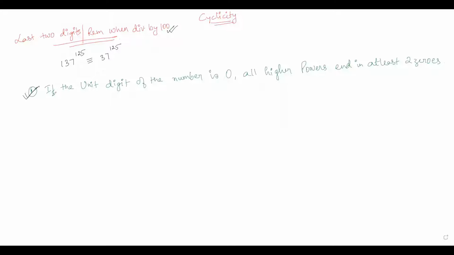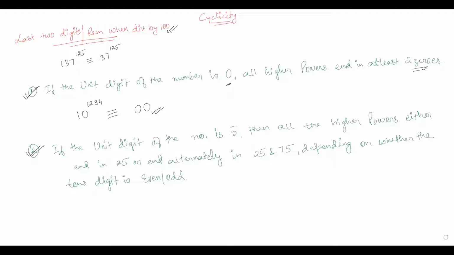The first rule is the simplest one, which is if the unit digit of the number is 0, then all the higher powers of that number will end in at least two zeros. For example, say if I have 10 raised to power, say 1234. Now, if I want to find the last two digits of this number, this would be simply 0 and 0. Why? Because 10 is multiplied 1234 times, so it will contain at least two zeros. So any number whose unit digit is 0, all its higher powers will end in at least two zeros.